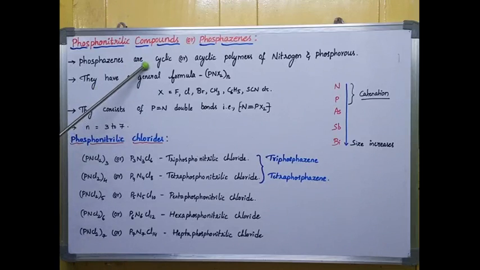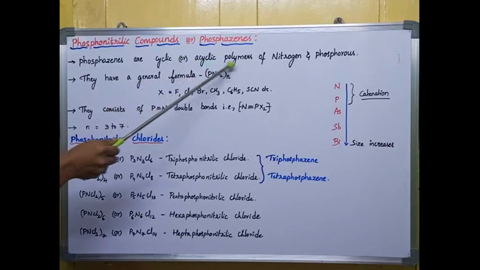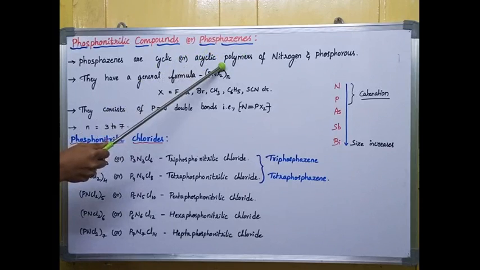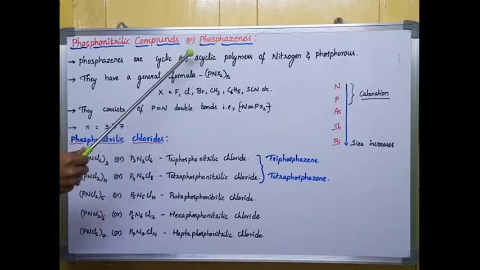Cyclic means they'll form a ring-like structure. Acyclic means we can observe a linear or any other chain formation. So they are cyclic or acyclic polymers. Polymers means many units combine together to form a long chain. So these are cyclic or acyclic polymers of nitrogen and phosphorus.